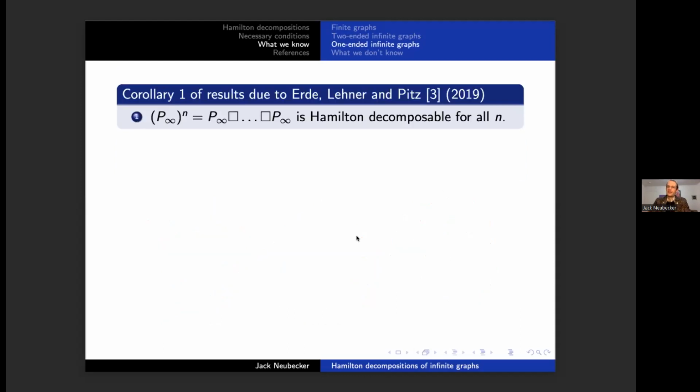Okay, so what about the one-ended infinite graph? So far, we've just talked about two-ended infinite graphs. Well, another set of authors, Erdelehner and Pitts, focused on that case. We've already seen the 2-dimensional grid. You can convince yourself that that's the Cartesian product of 2 double rays. You've got ray, ray, ray, ray, ray, and you connect them all up like that. Well, what they were able to show is that any n-dimensional grid also has a Hamilton decomposition, which is rather lovely.